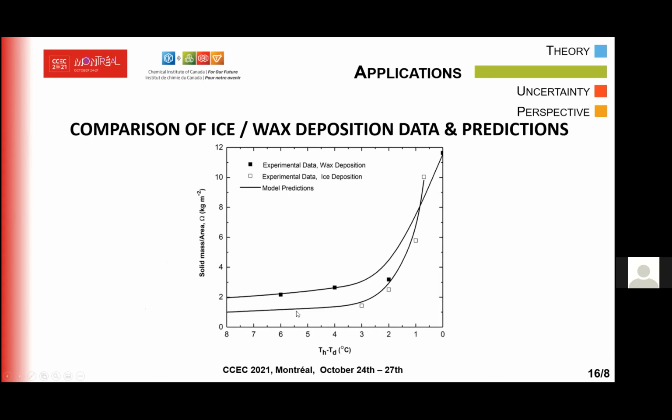And look at the trend. First of all, there is a good match. And second, the trend for both cases, both experimental results and model predictions, is very, very similar. So what we are seeing is the two processes, wax deposition and ice deposition, are very similar, practically identical. I mean, there are differences in properties which make these differ, but the trends are very similar.